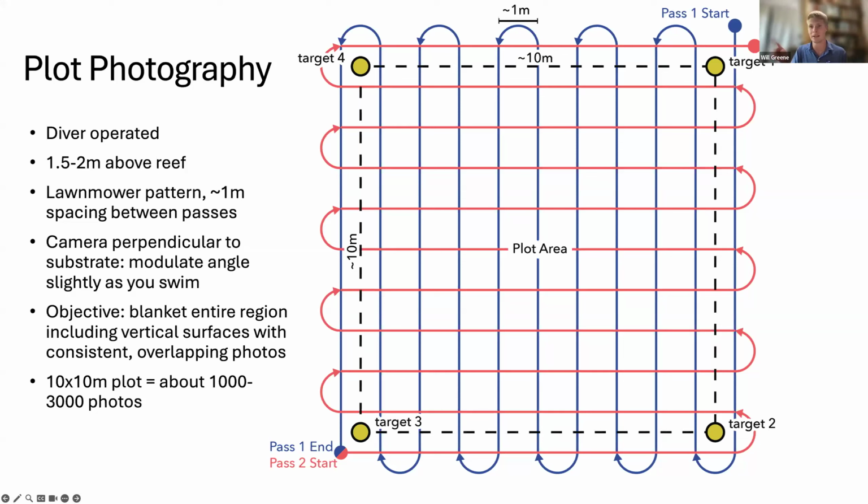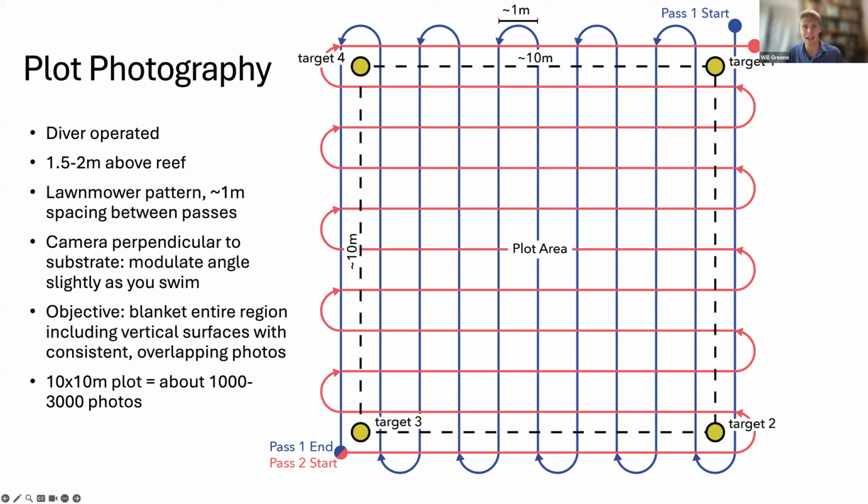So this graphic kind of illustrates what that looks like. You go in one direction, back and forth across the entire plot, making sure that you have collected information with a small buffer around the outside of the corner markers. And then you turn 90 degrees and do the same thing in the opposite direction. This is pretty much what everyone does for any type of underwater large area imaging or photogrammetry.